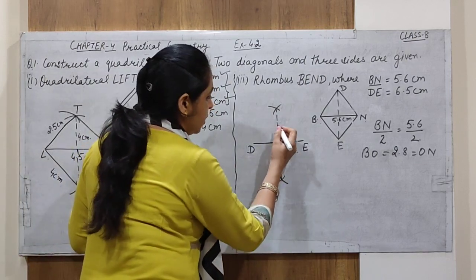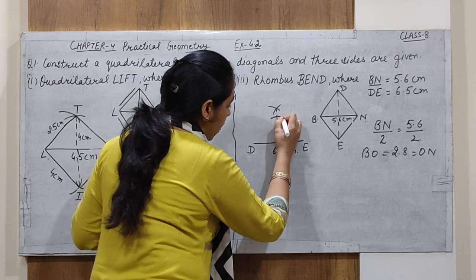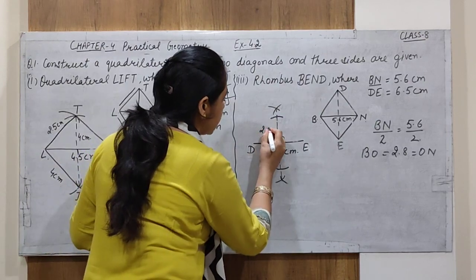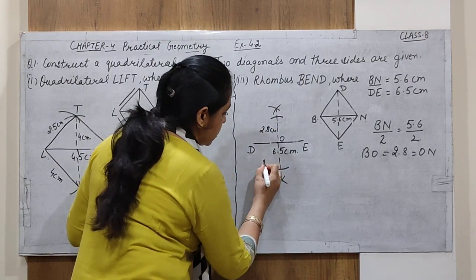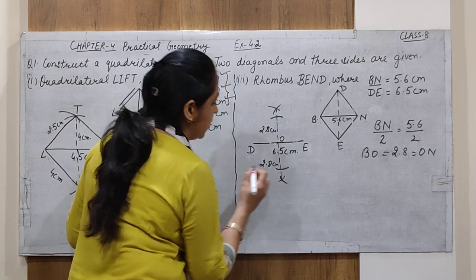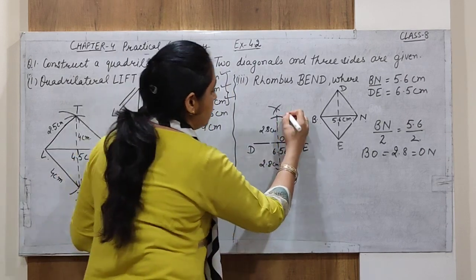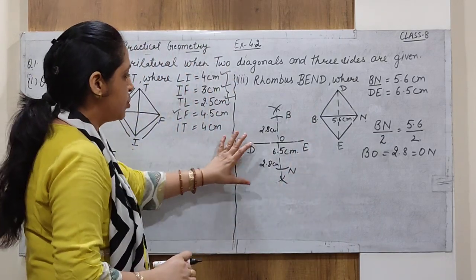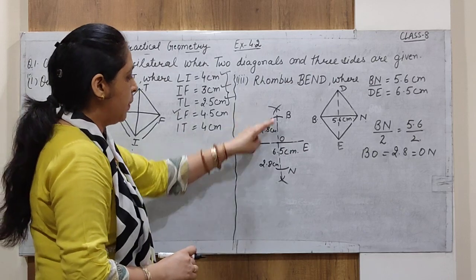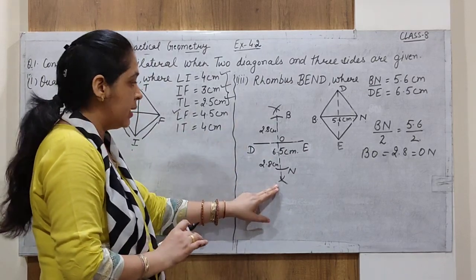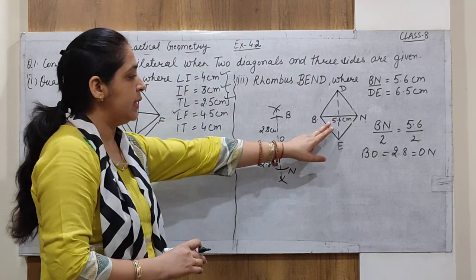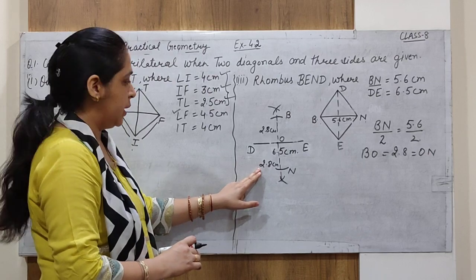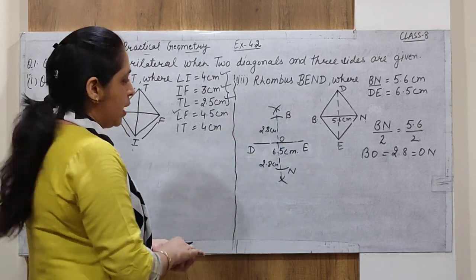Now draw an arc in the upward as well as in the downward direction, of 2.8 centimeters each. This point acts as B and this second point acts as N. Here we have to use two properties. One, the perpendicular bisector to get a line. Second, the rhombus property that the diagonals are perpendicular bisectors. Using these two properties, we can draw the quadrilateral.